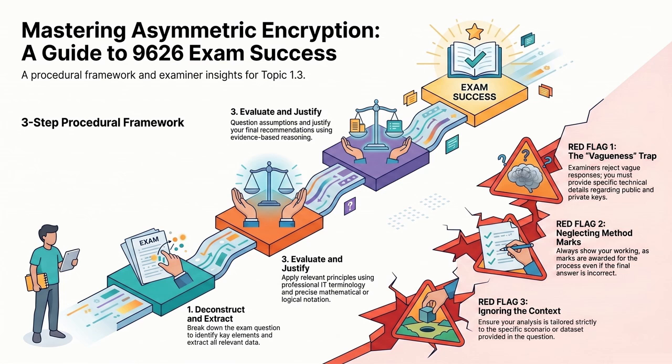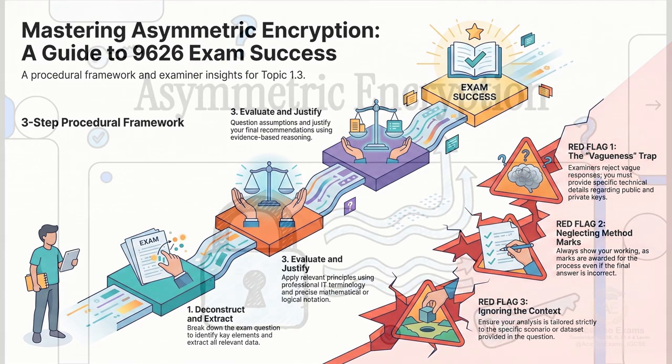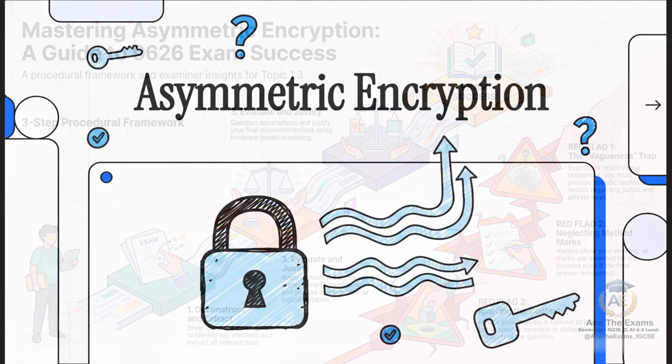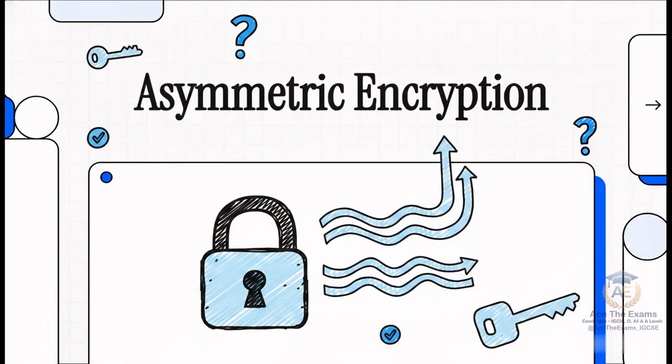Welcome to The Explainer. Today, we are taking you on a Mad Max-style Fury Road to an A star. We're navigating the absolute wasteland of tricky Cambridge computer science questions to help you claim your grade treasure. Specifically, we're decoding the examiner's rubric to help you master asymmetric encryption for the Information Technology 9626 exam.